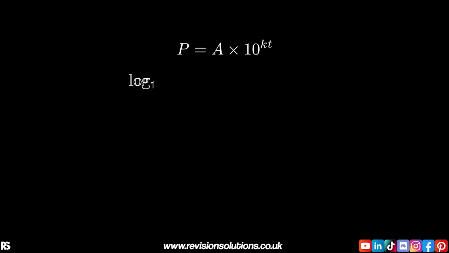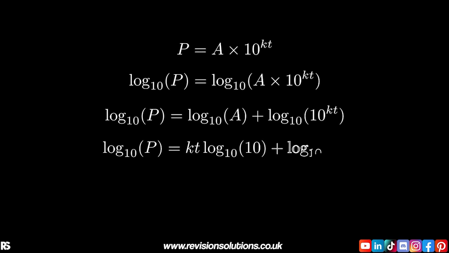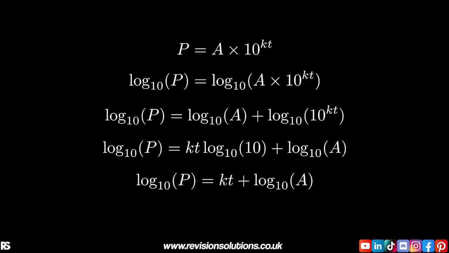First, let's take logs of both sides. Using the rule for addition of logs, we can split up the right-hand side. Next, we can bring down the power inside the second log. Log base 10 of 10 is just 1, leaving us with the final equation, which is linear in T.